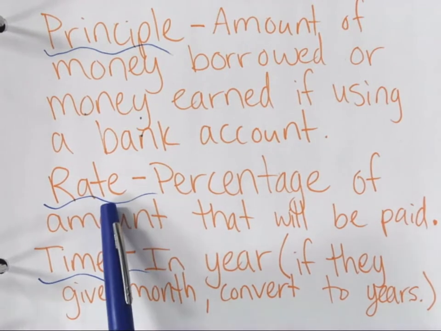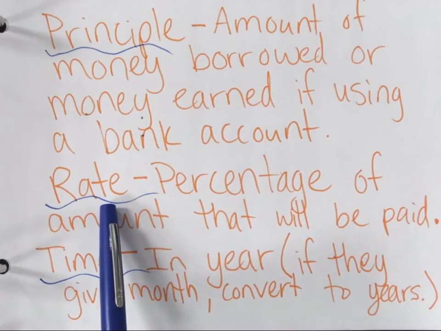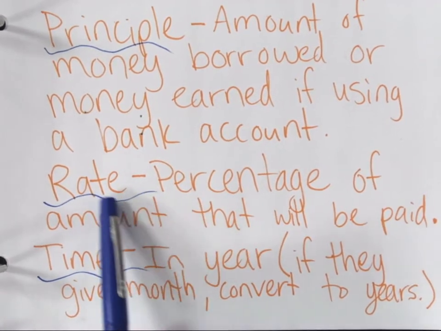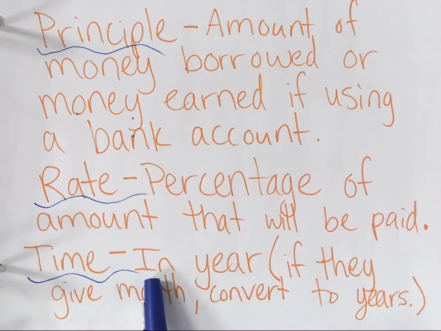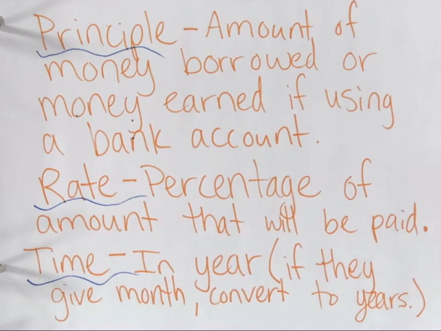Remember, if we have a rate, which is a percentage, you're going to have to move the decimal place over 2 spaces before you can multiply, because you have to turn it into a decimal. If they give you months, you must turn that into years first. So if they give you 6 months, then in terms of years, that would be 0.5, because it's half of a year.